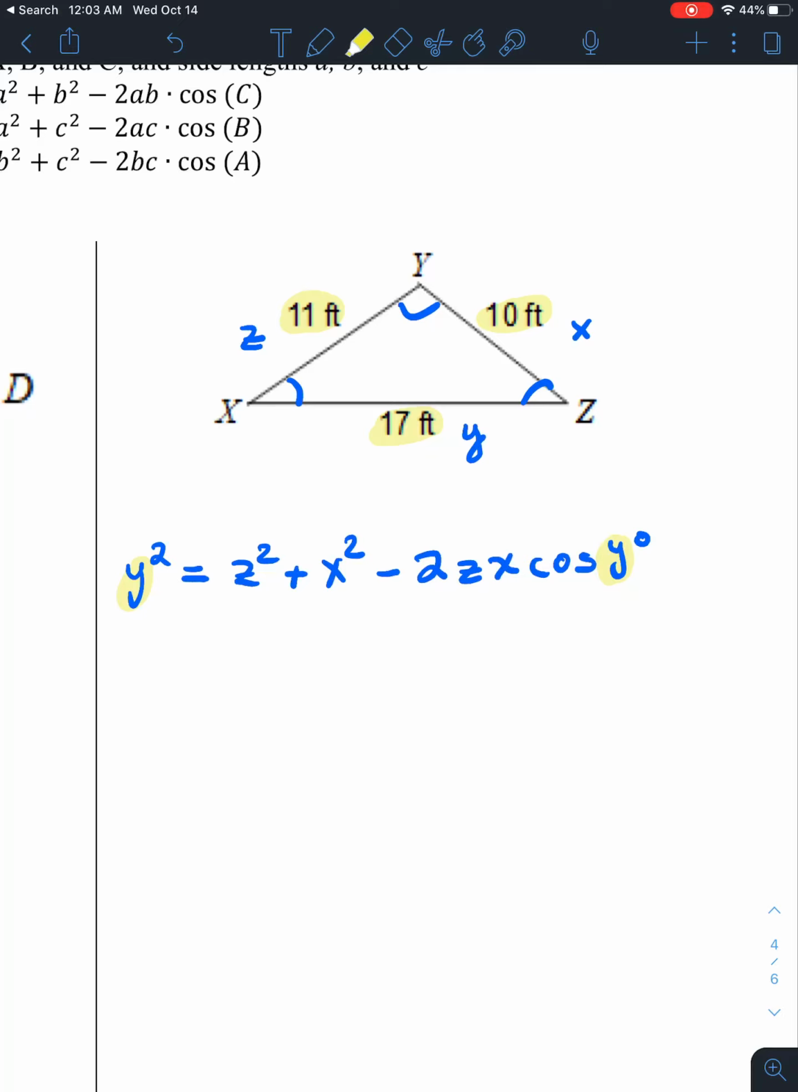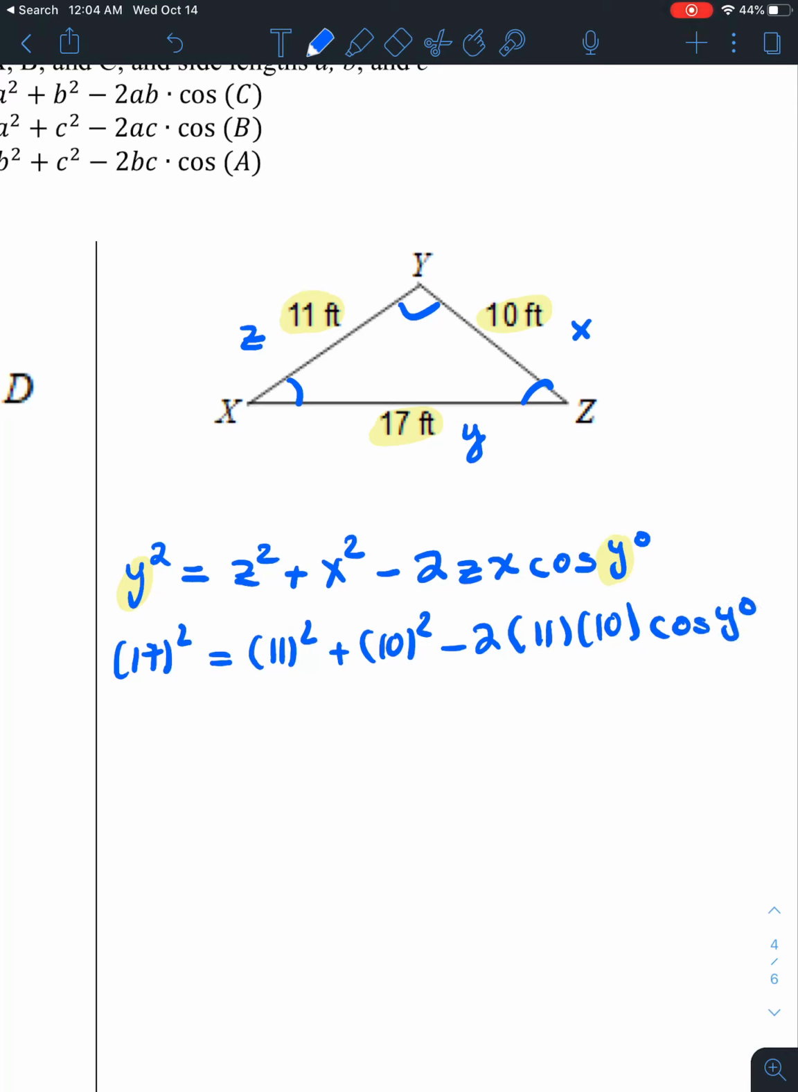And next, I'm going to substitute everything. So I'm going to have 17 squared equals 11 squared plus 10 squared minus 2 times 11 times 10 and cosine of Y, which is what I am looking for. As you can see, this looks like a lot and it can be daunting, but we just got to do it one step at a time.